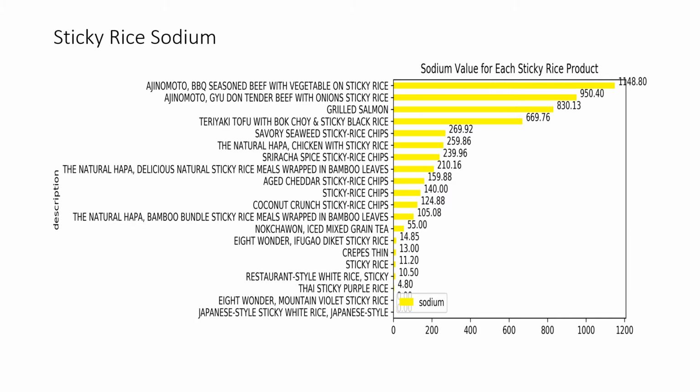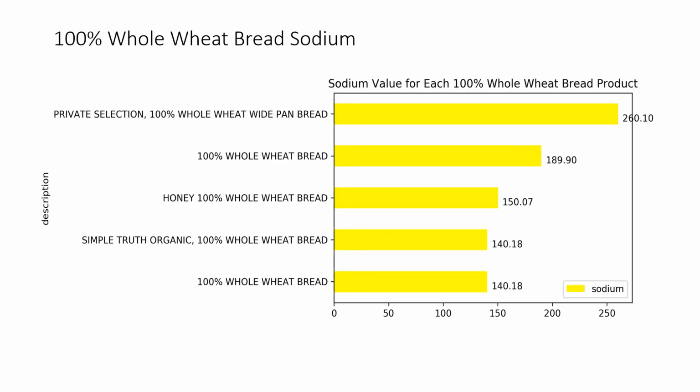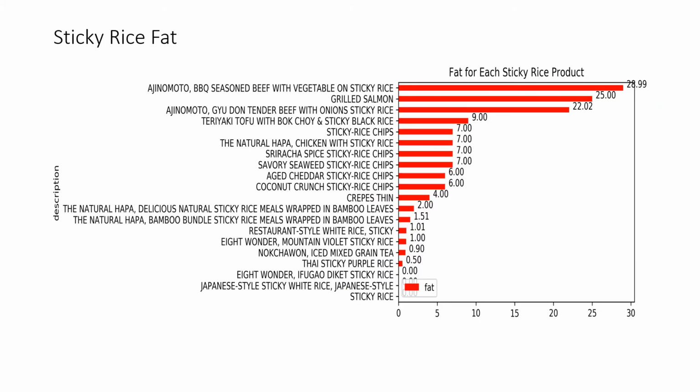Because sodium was such a high correlation for both sticky rice and 100% whole wheat bread, let's take a closer look at sodium. The sodium value for sticky rice looks like it's at 11.2 with this value item. And then let's go ahead and look at the sodium for whole wheat bread, which is the highest value is at 260. Wow. And then we'll go ahead and look at the fat value for the purposes of macronutrients. Looks like sticky rice, we have a value of 0, which is kind of hard to see because it's blocked, but it is at 0.